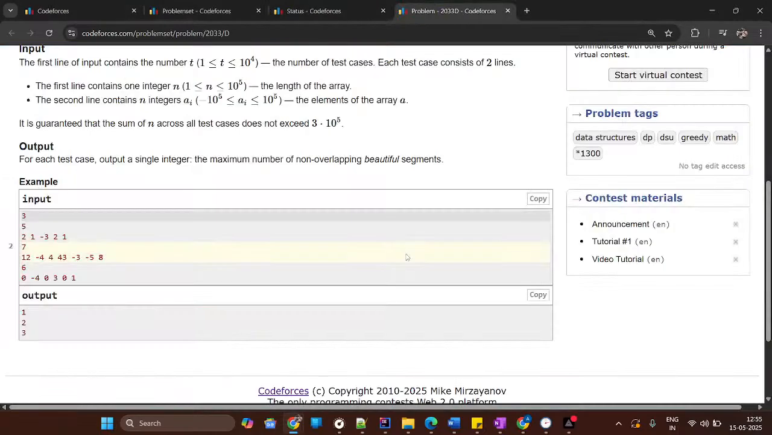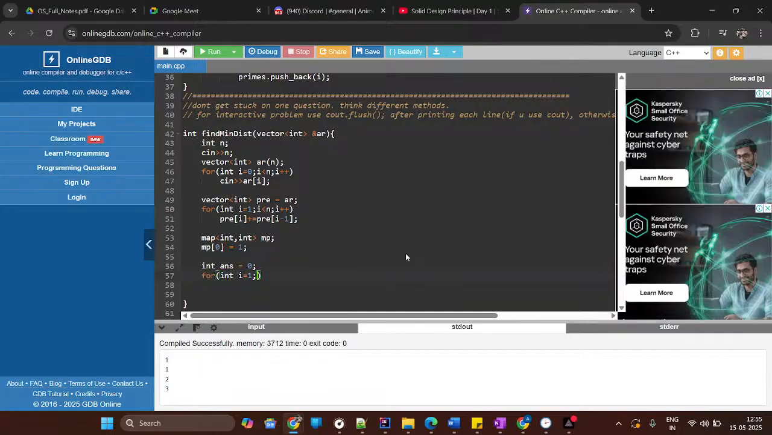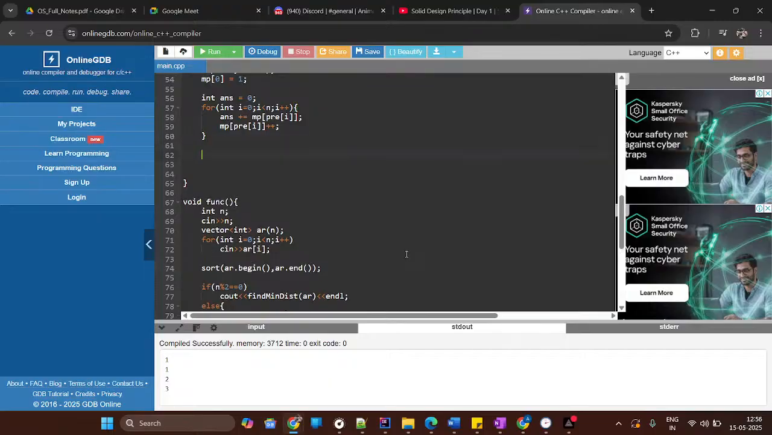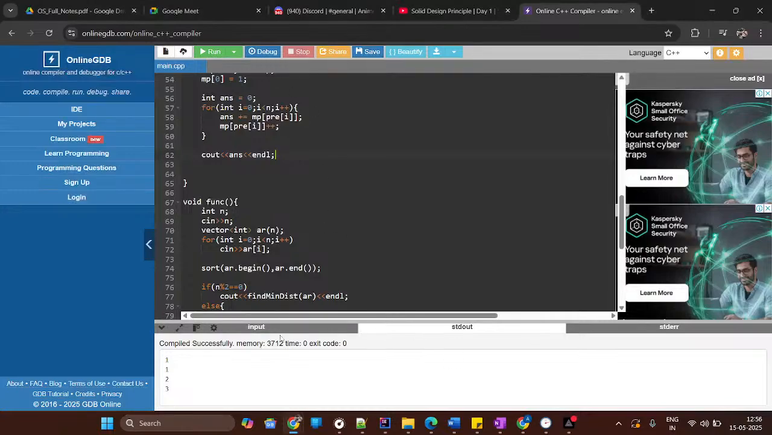And then I just go over, for i equals 0, i less than n, i plus plus, and then I check in my map. So answer plus equals however many times the current thing has already been there. Then in the map, I just go there and then I increase it. Okay, simple enough. And then cout answer. And then just put an input here.